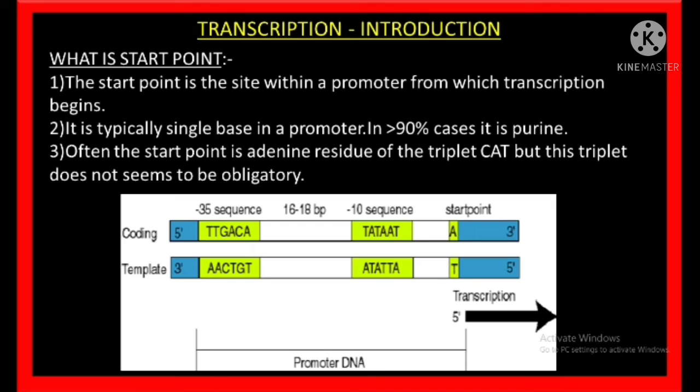That means the start point is a single residue, which is usually adenine, which belongs to the purines, but it is not obligatory that the start point, the single nucleotide, should always be A. Sometimes it can be T. So that's why it does not need to be obligatory all the time.